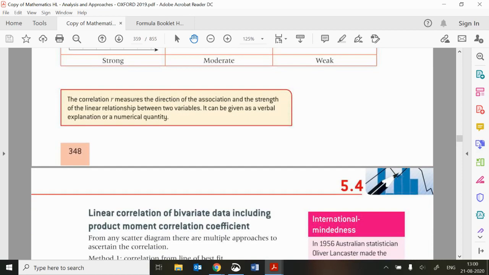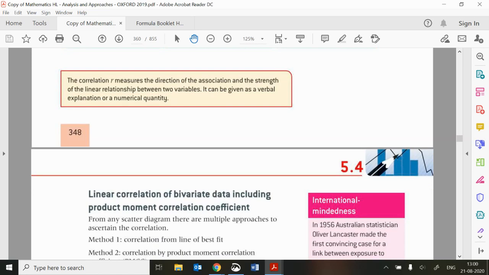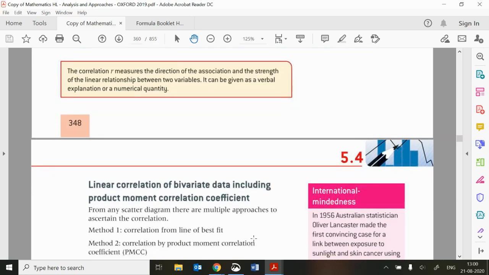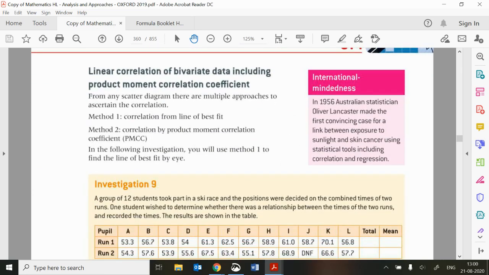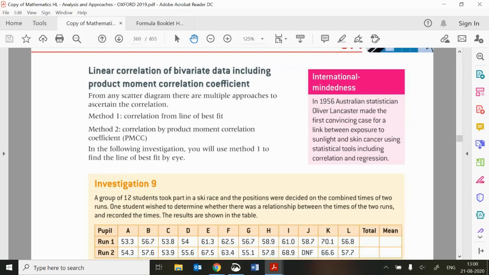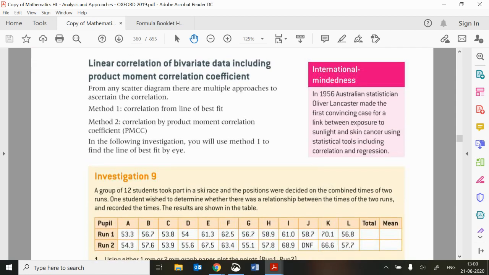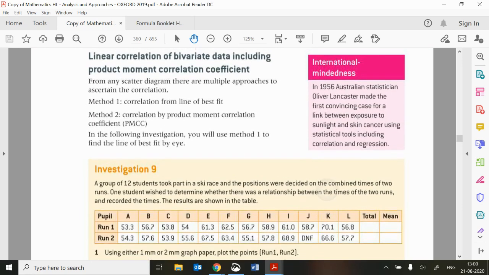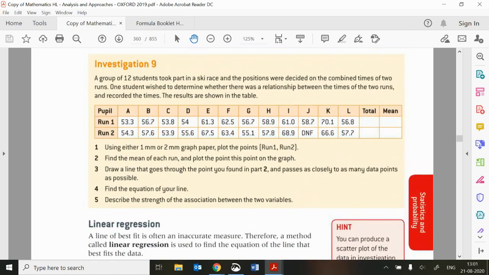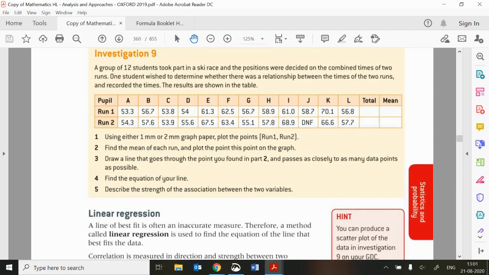And here we go. The correlation R measures the direction of the association and the strength. It can be given as a verbal explanation or a numerical quantity. So let's have a look at this one. Now, they're talking about building up a mathematical formula for the correlation. And a bit of international mindedness there: Oliver Lancaster, Australian statistician, made the first convincing case for a link between exposure to sunlight and skin cancer. Okay, well, there's an investigation there which you can have a look at. I'm not going to do that now.